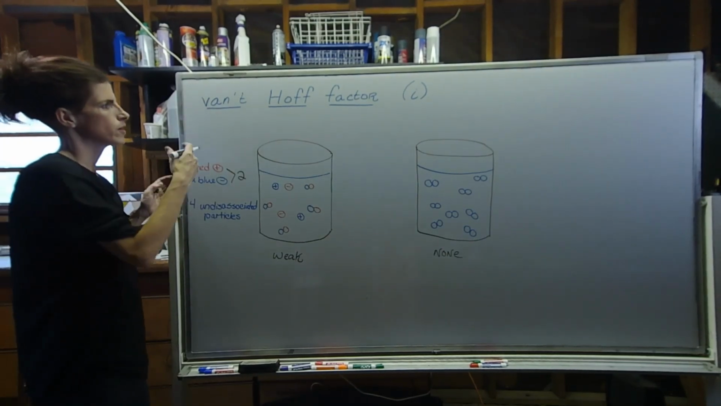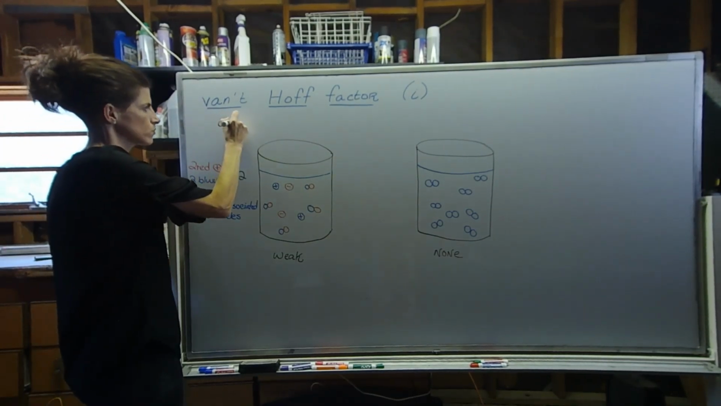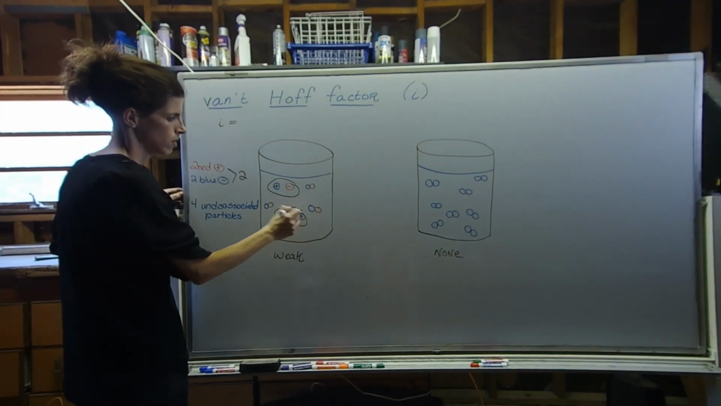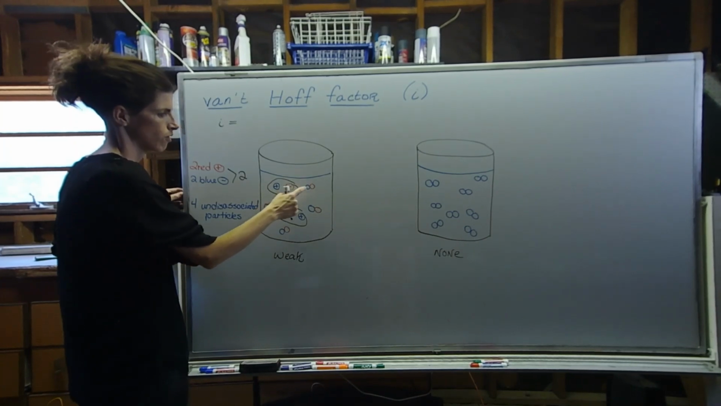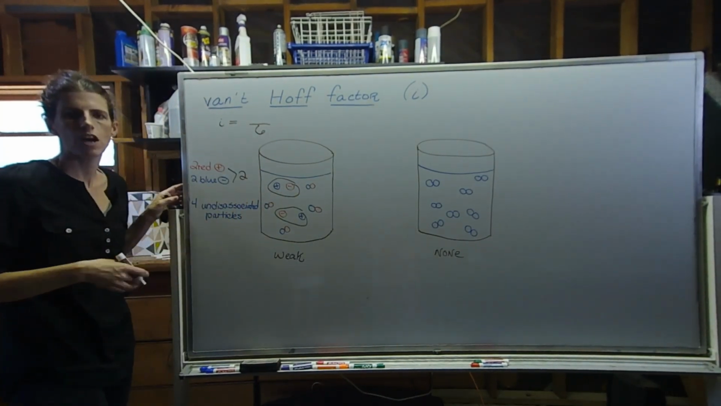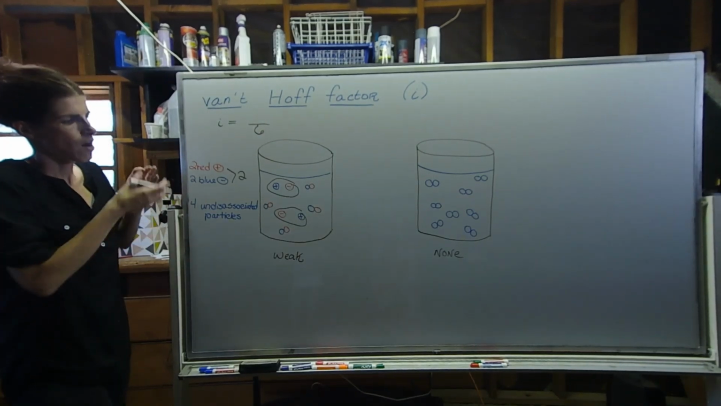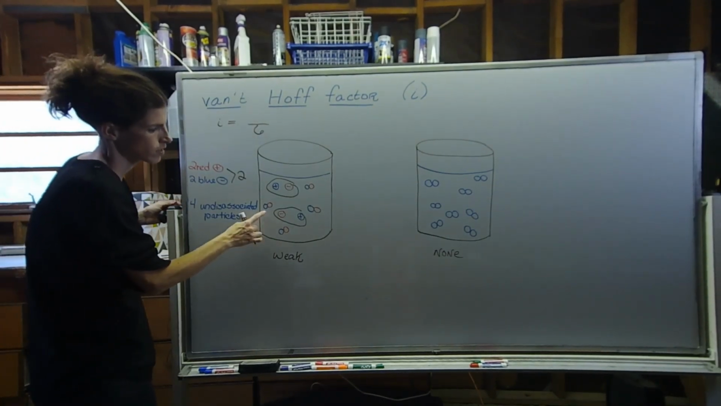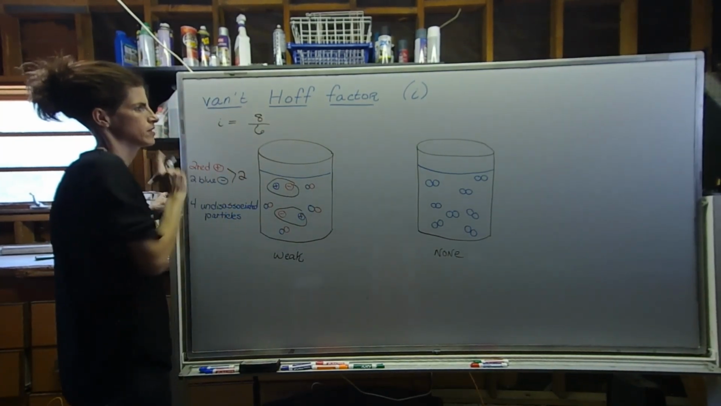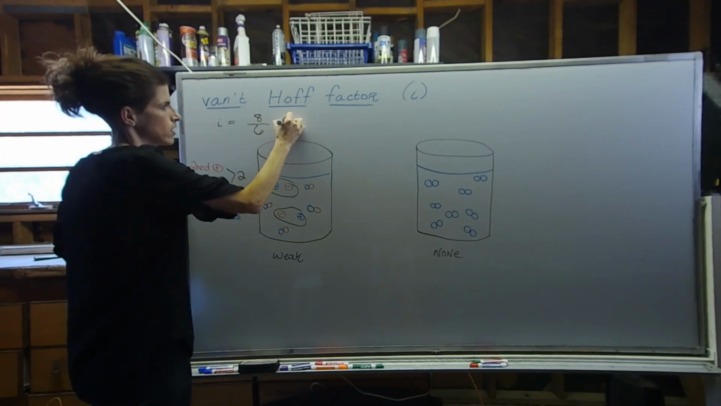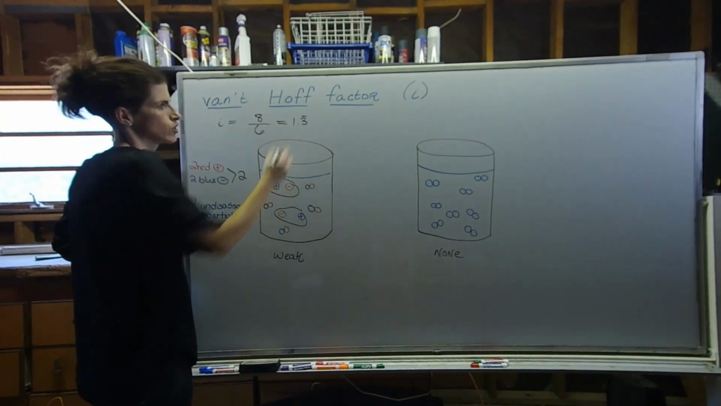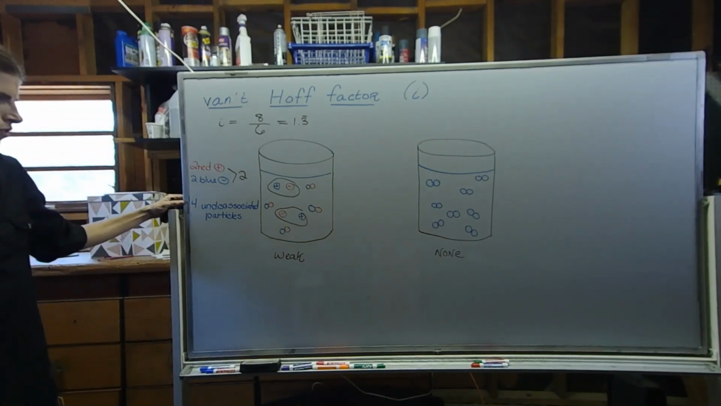So altogether in the dry form, if I connect these back and imagine how they were before, I would have 1, 2, 3, 4, 5, 6 particles or 6 compounds in the dry form. However, when they're mixed in solution, 1, 2, 3, 4, 5, 6, 7, 8, they broke into 8 pieces. So the i value for this weak electrolyte here is 1.33333, repeating.